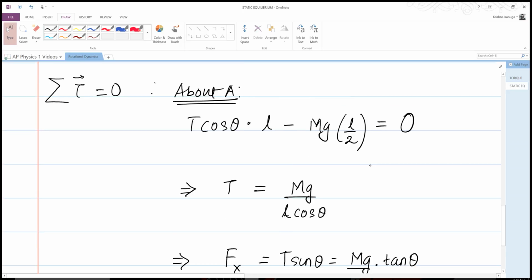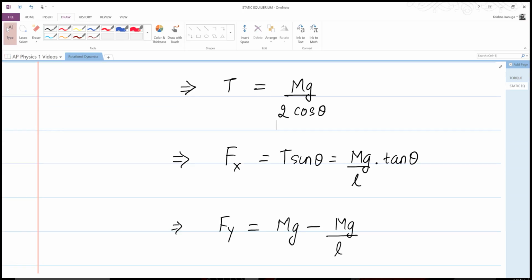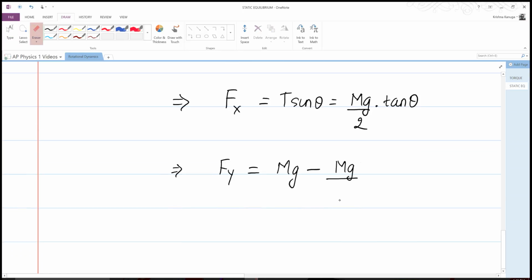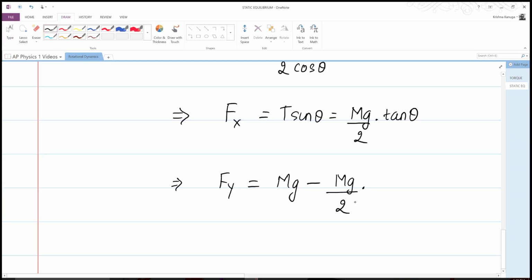So T, which is mg over L. Oh, I think I made a mistake here. This is mg over 2 cosine theta, not L. And this is equal to mg over 2. Then this is also equal to mg minus mg over 2 cosine theta times cosine theta. And this ends up giving me simply mg divided by 2.